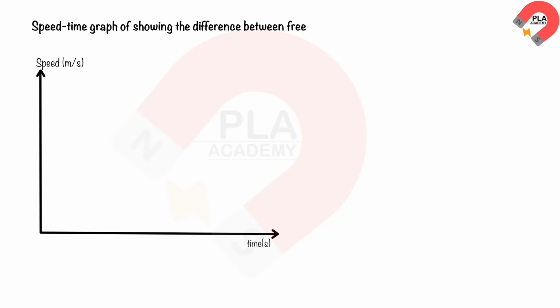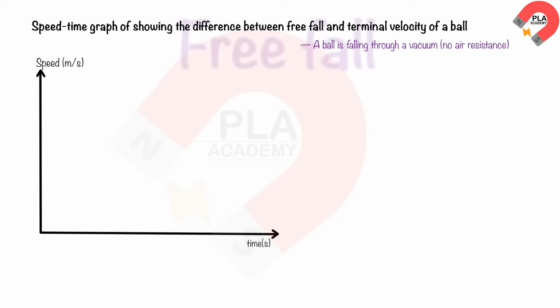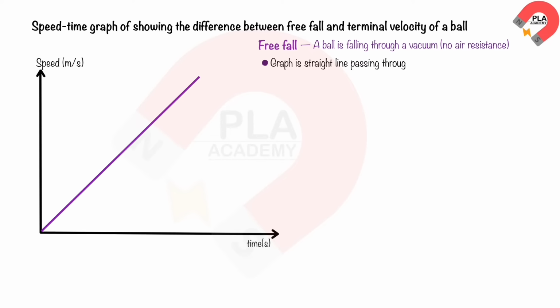The speed-time graph shows the difference between free fall and terminal velocity of a ball. When a ball falls through a vacuum, there is no air resistance acting on it. This is called free fall. The speed-time graph of this scenario is a straight line passing through the origin. The constant gradient represents the ball's constant acceleration due to gravity, which is around 9.8 meters per second squared.